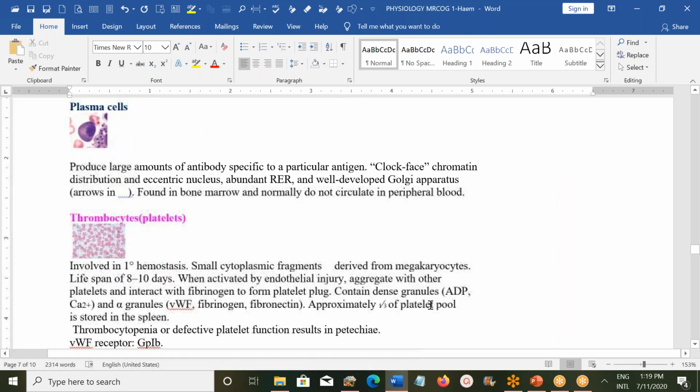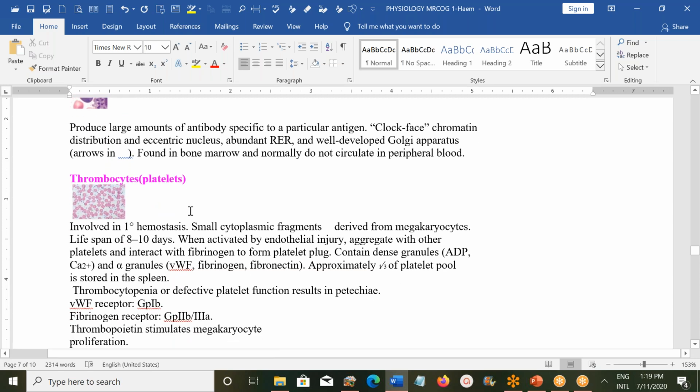Plasma cells produce large amounts of antibodies which are specific to a particular antigen. Whenever they are exposed to some type of antigen, there will be certain changes: the chromatin is scattered throughout the cell, which is why we call it clock face. These cells have eccentric nuclei, plenty of rough endoplasmic reticulum, and a well developed Golgi apparatus. They are found in the bone marrow and normally do not circulate in the peripheral blood.